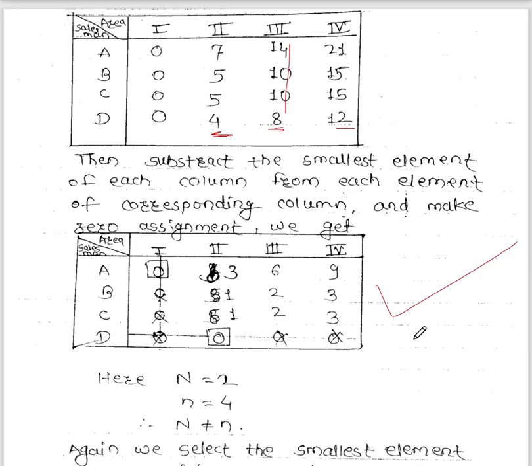If you observe, in each row and in each column there is at least one 0. Now you are ready to make the 0 assignment on each row and each column, because there is at least one 0 in each row as well as in each column. If there is at least one 0 in each column and each row, then you can make the 0 assignment.